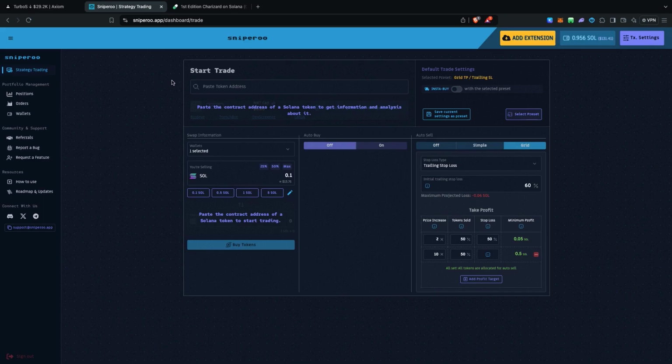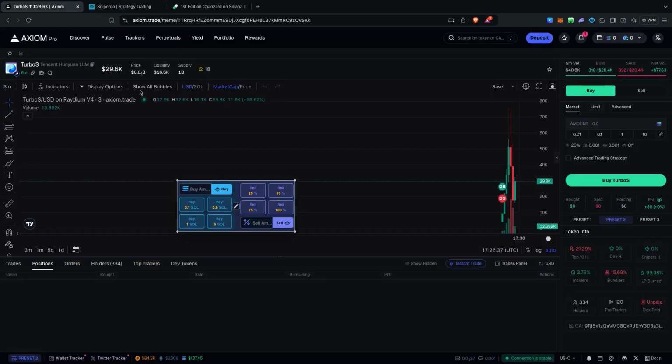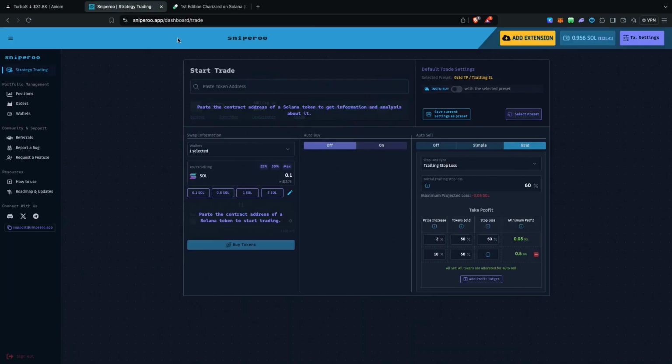If you combine the Axiom filters that I have been sharing with you and Sniperoo, you're never ever going to lose trading meme coins. It's impossible for you to lose. So do it right now.